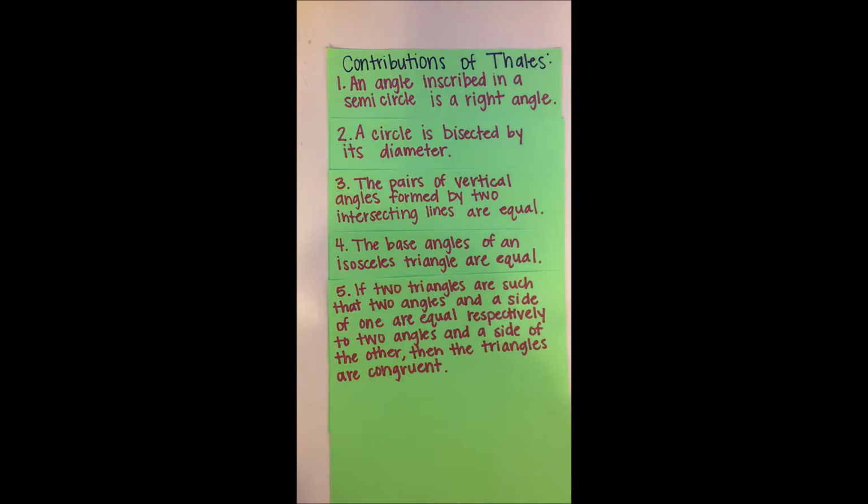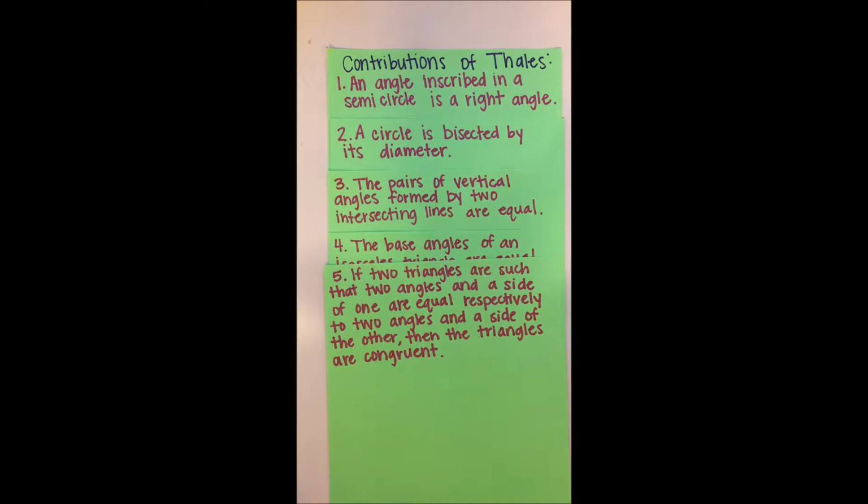The fifth theory is that if 2 triangles are such that 2 angles and a side of one are equal, respectively, to 2 angles and a side of the other, then the triangles are congruent. So we'll be back in just a moment to go over each one separately.